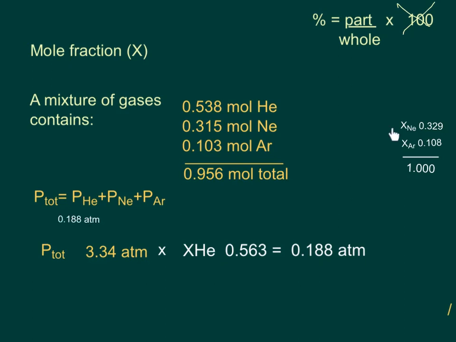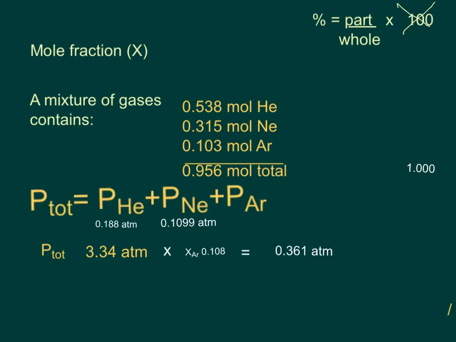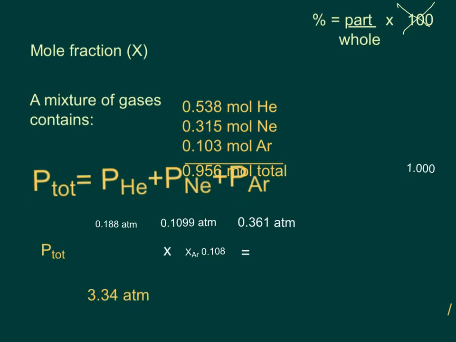We'll do the same for neon, giving us 0.1099 atmospheres for the partial pressure of our neon. And finally, our argon, we get 0.361 atmospheres. And if you add those all together, you'll find that they add up to our total pressure of 3.34 atmospheres.